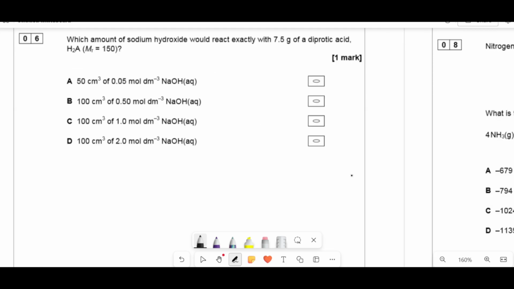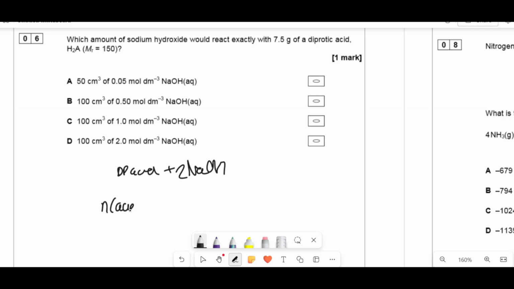So now it says what amount of sodium hydroxide would react exactly with this much diprotic acid, and it's got an Mr of that. So what we need to do is quickly sketch an equation for this, right? So we've got a diprotic acid, and it's going to react with NaOH. Now, because it's diprotic, you're going to need twice as many NaOH as you will acid, right? That's cool. So now we can figure out the moles of each thing, and then we can try and work backwards because they've given you concentrations and volumes.